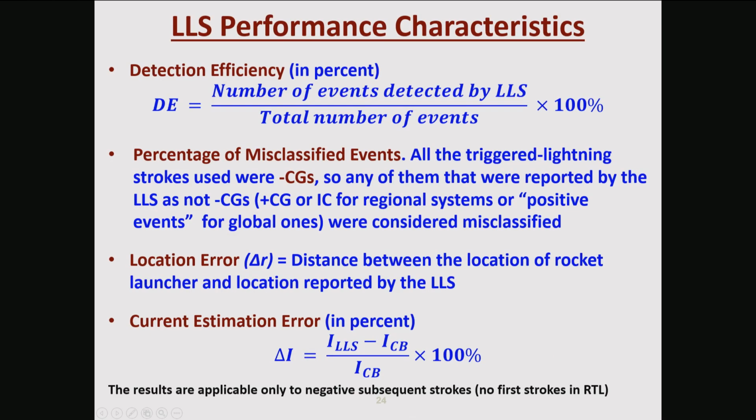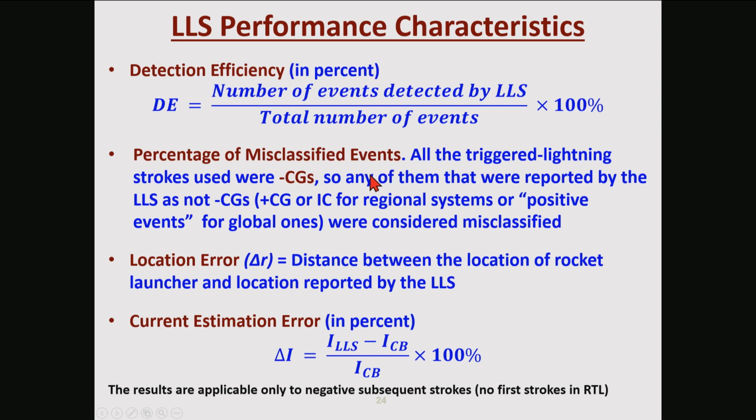Lightning locating system performance characteristics. They're all defined here. The first one is the detection efficiency, and it's the ratio. In the denominator, we have the total number of events, and for rocket-triggered lightning, we do know that because we manufacture those events. And the numerator is the number of events detected by a lightning locating system, usually expressed in percent. And events here could be strokes or could be flashes. And for flashes, the detection efficiency is necessarily higher than for strokes, because in order for a flash to be detected, only one stroke needs to be detected.